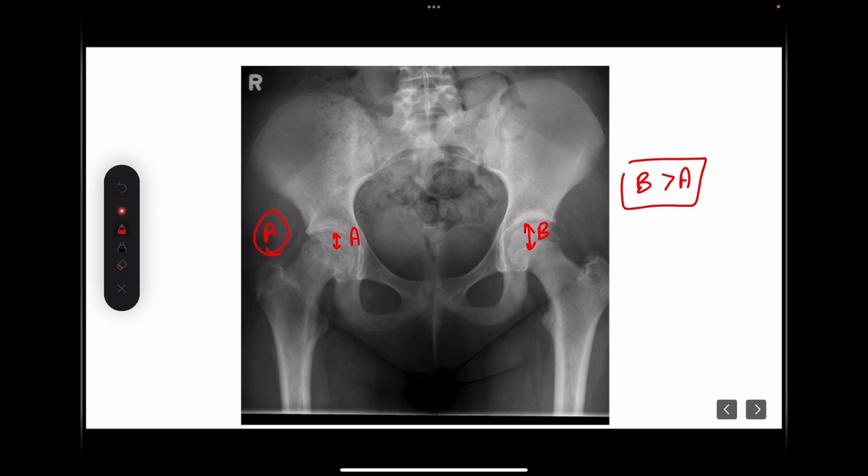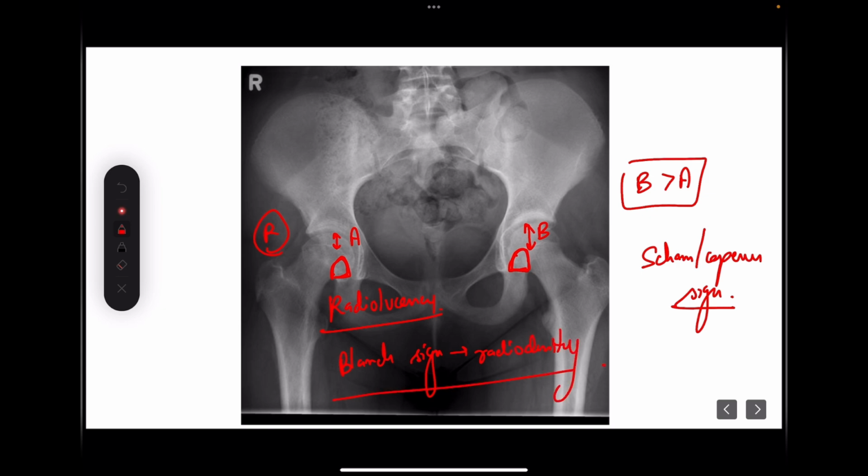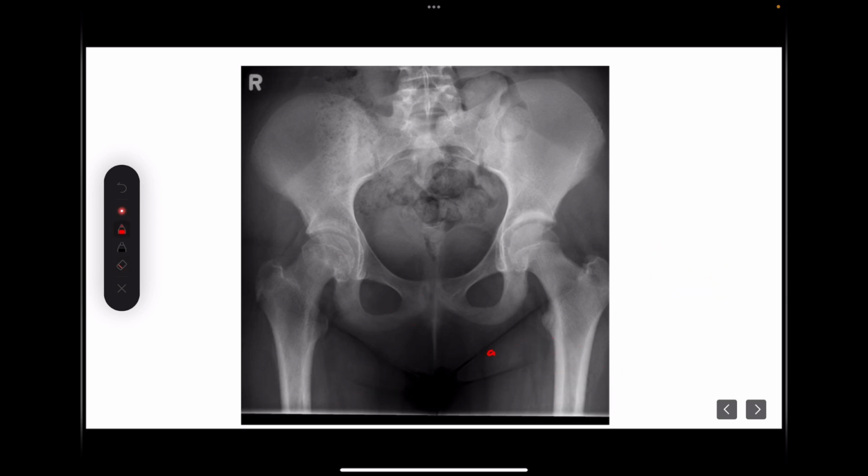One more thing you should be noticing is that over this region, you can see radiodensity because of overlapping of the posterior wall of the acetabulum with the metaphysis. But compare it with this side. This is the Capener sign. Capener sign is radiolucency, and Steel sign is radiodensity. So you should know that one sign is about radiolucency, one is about radiodensity on the affected side in SCFE.